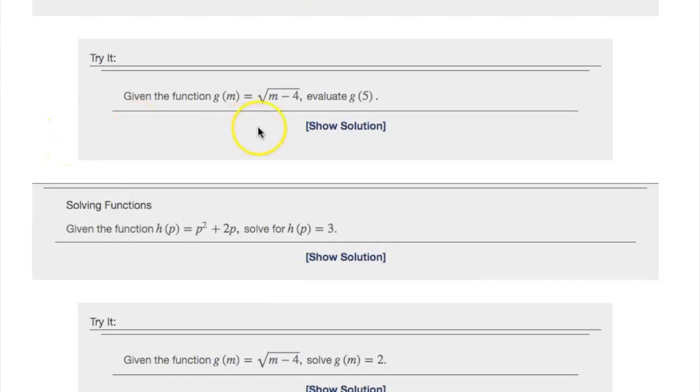So another example is this function g of m, which is the square root of m minus 4. And they're asking us to evaluate g of 5. What that means is that wherever we see an m in our function, we're going to replace that with a 5. So if we do that, we would have the square root of 5 minus 4. Well, 5 minus 4 is 1, and we're taking the square root of that. So g of 5 is equal to the square root of 1, and the square root of 1 is 1.